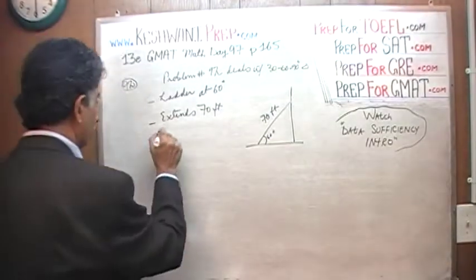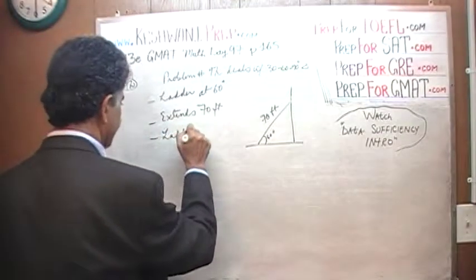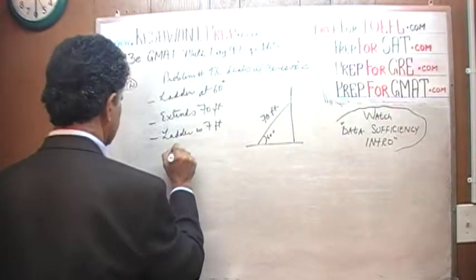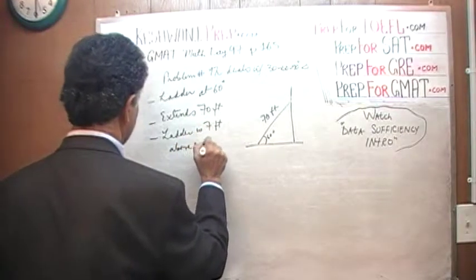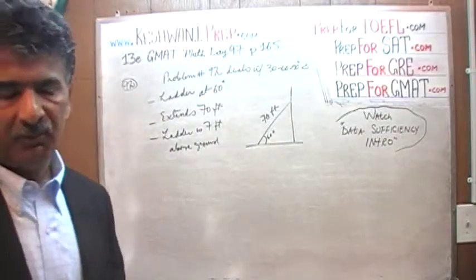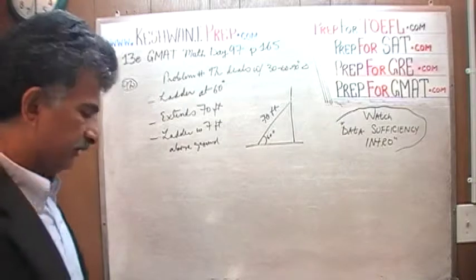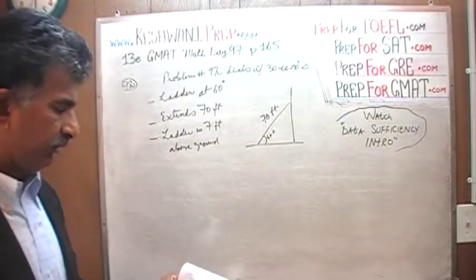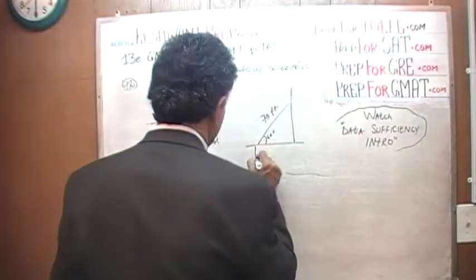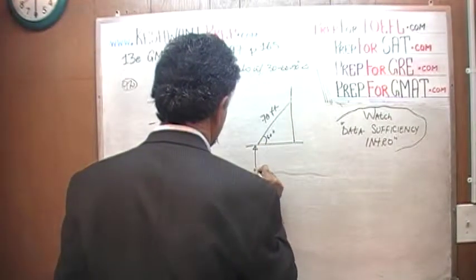We are further told that the ladder is 7 feet above ground. Why this complication? Why put it 7 feet above ground? Because they want to be cute, that's all. They just want to see if you pay attention. So it's 7 feet above the ground, so I'm going to put it 7 feet above the ground. So here's your ground, and it is 7 feet above it.